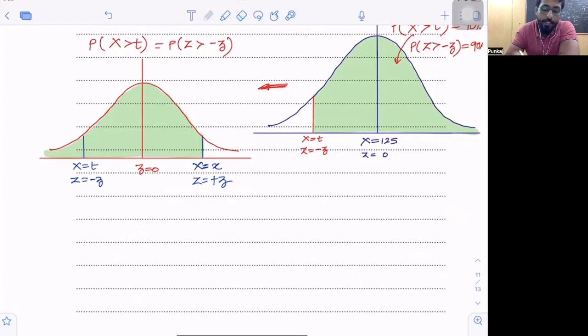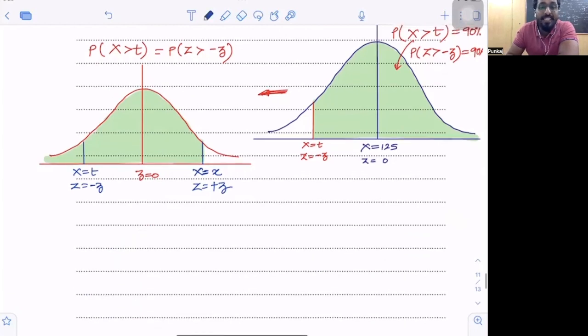So now what I do, so probability of z greater than minus z is same as probability of z less than plus z, and this probability is 0.9. So I am going to write again, this is equal to phi of z equal to plus z, and this is 0.90, 90%, so 0.90.